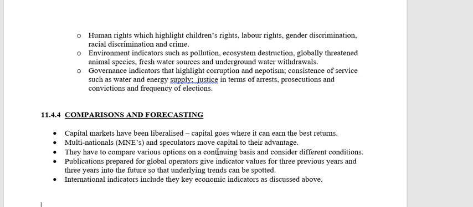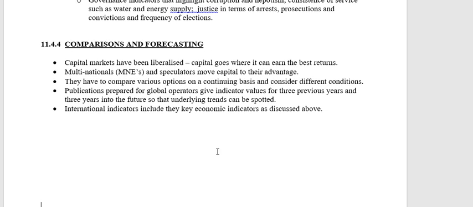All right. So in addition to all the social and economic indicators that we have done, they also look at human rights, environmental indicators, and then governance indicators to determine whether they are going to provide financial aid to a particular country or not. All right. And then the last thing, and this is then the end of chapter 11, is they do comparisons and forecasting.